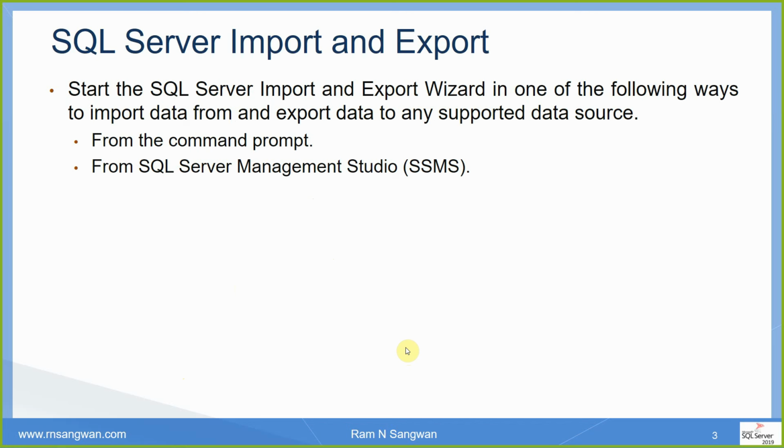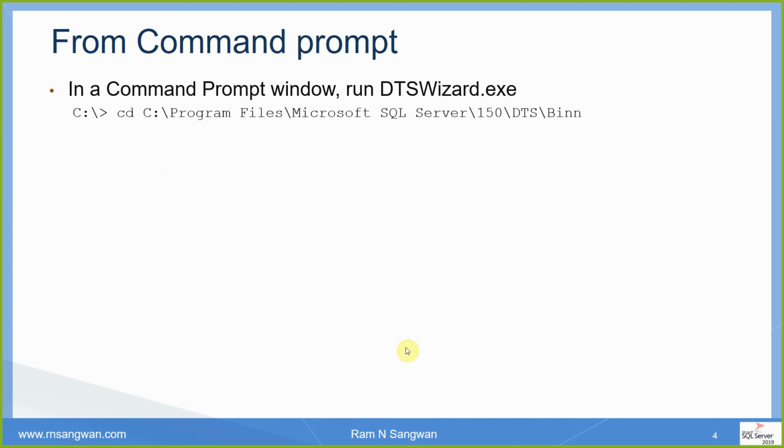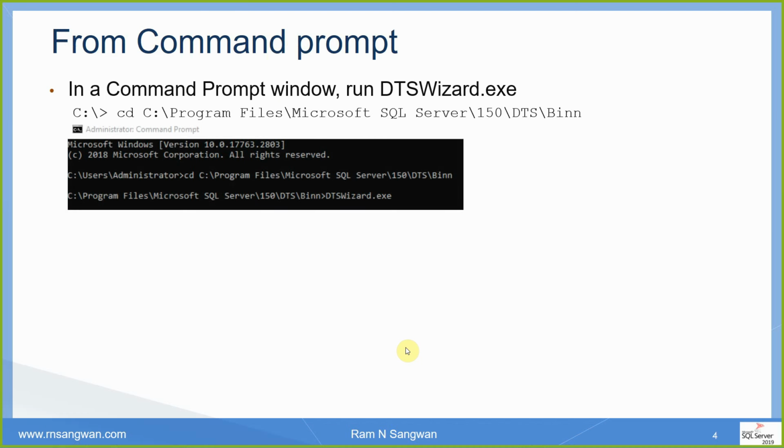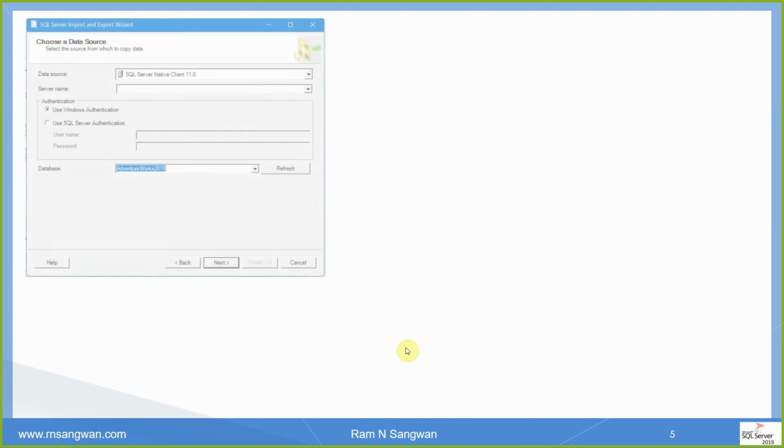Start the SQL Server import export wizard in one of the following ways to import the data from and export the data to any supported data source. That was the interesting point. The DTS wizard gave you multiple options. You can start it from the command line also, you can start from SSMS also, and you can also start the DTS wizard. So in the command line, go to this folder and launch this file, the file which is DTS wizard. And this is the same screenshot now. I'm just running through the same screenshots.